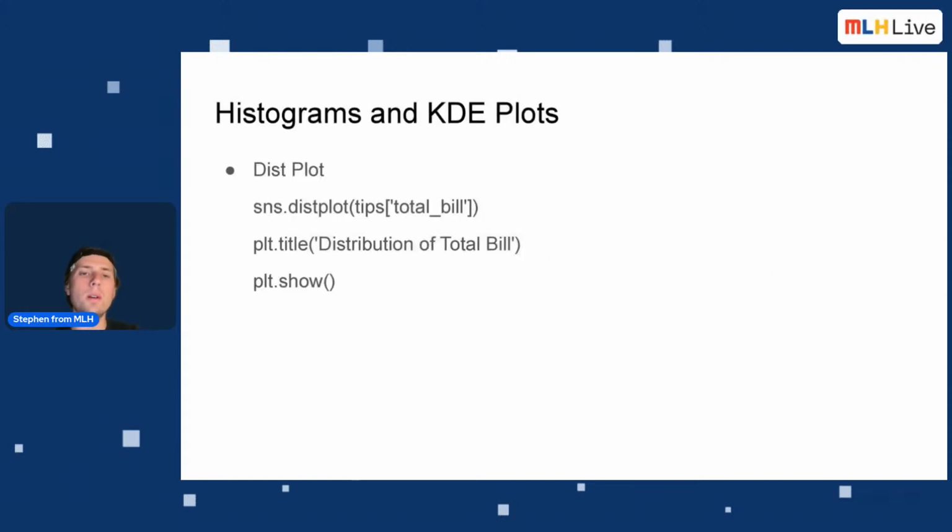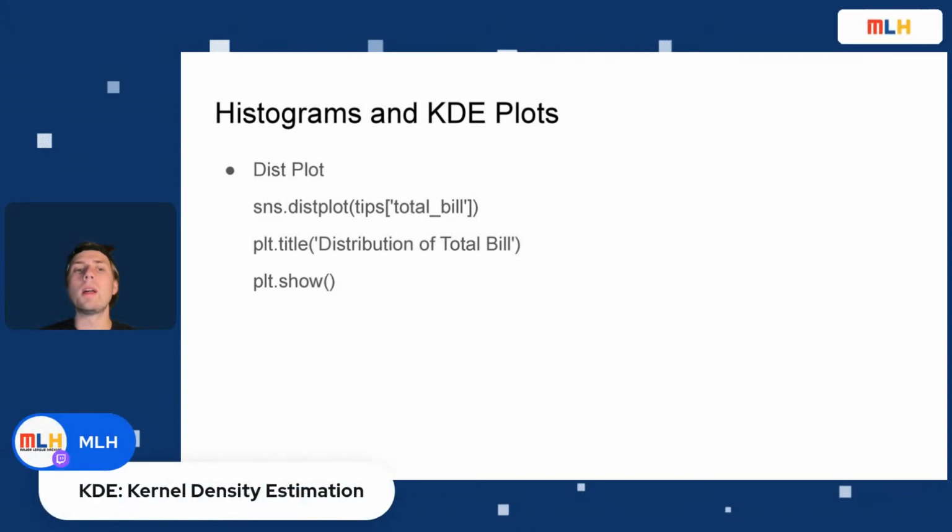So one really common thing to do is a histogram, or also a KDE plot. And KDE stands for kernel density estimate, or estimation, I guess. So basically what that means is that you're going to estimate the distribution, the curve of the distribution based on some sample of the data. And so why don't we try this dist plot command?